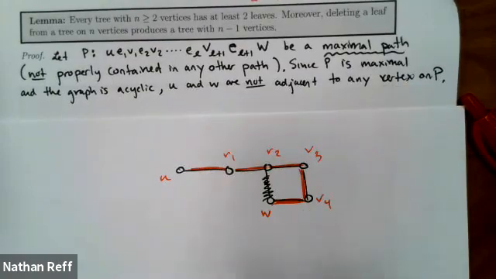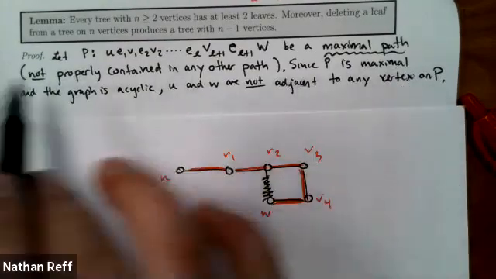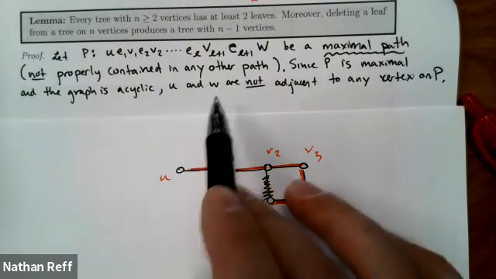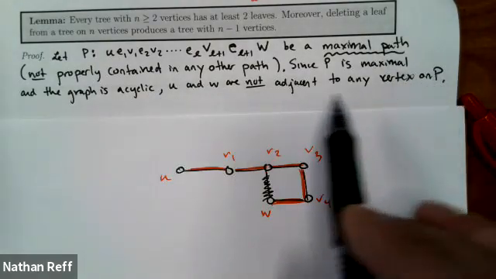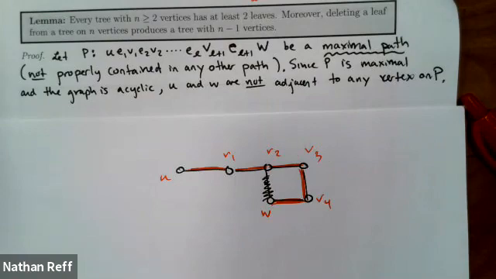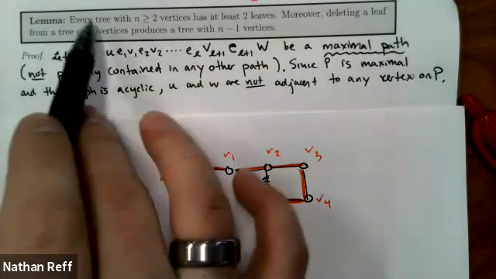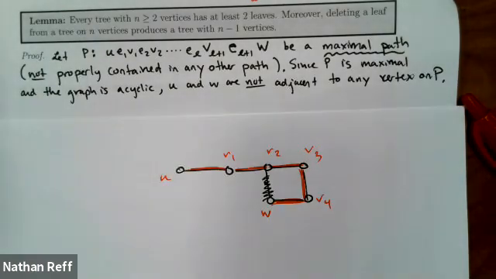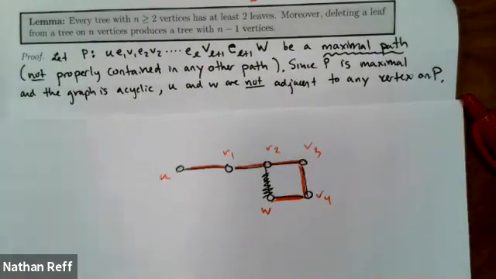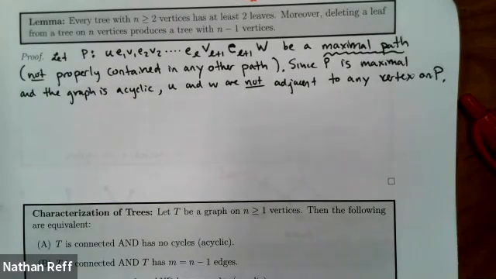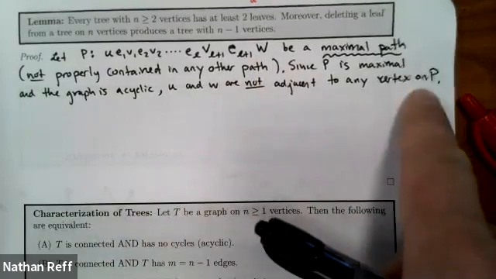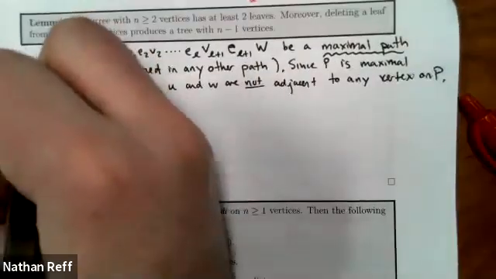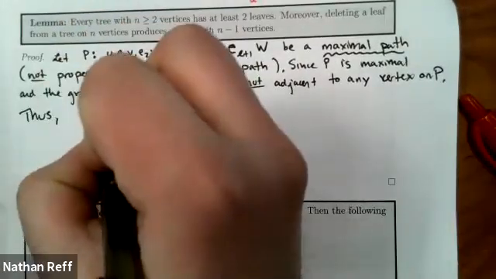Okay. So do you agree with this assumption that since P is maximal and the graph is acyclic, then these two end vertices cannot possibly be adjacent to any other vertex on that path, because otherwise you would have to have a cycle in the graph, but we assume that the thing was acyclic because we're talking about a tree here. Okay. All right. Now what can we do? So it's not adjacent to any other vertex on P. Thus, what can you tell me about the degree?